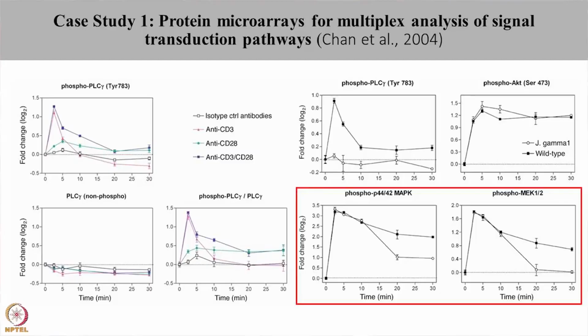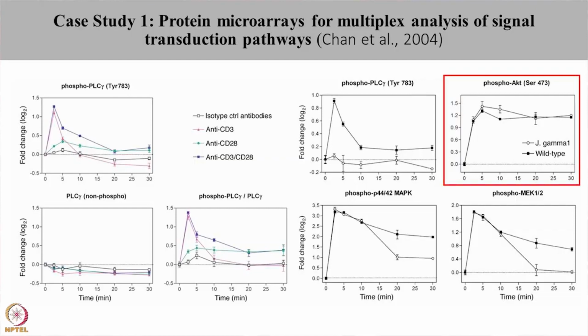Further, the phosphorylation status of MAPK and MEK were studied, and here we can see that in the wild type cell lines, the phosphorylation of MAPK and MEK sustained over 30 minutes. However, in the case of mutant cell lines, the phosphorylation dropped drastically at 20 minutes, stating that the phosphorylation status of MAPK and MEK is dependent on the presence of phospholipase C gamma protein.